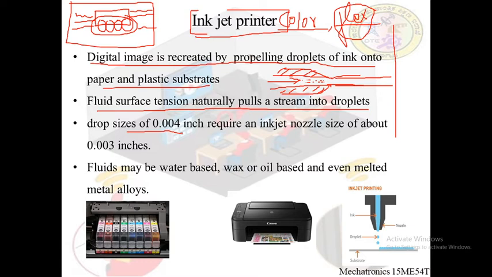Fluids here means the ink, which may be water based, wax or oil based, and even melted metal alloys can be used. Melted metal alloys are used only with the rapid prototyping device, which is an extension of this inkjet printing technology. So when we talk about printers, it is enough to understand that water based, wax or oil based inks or fluids are used.